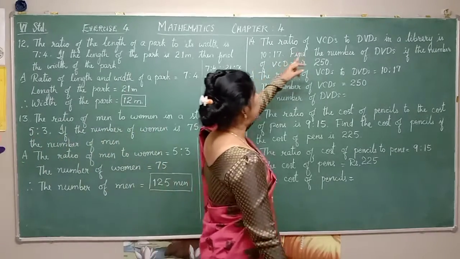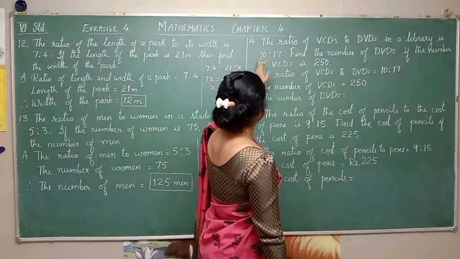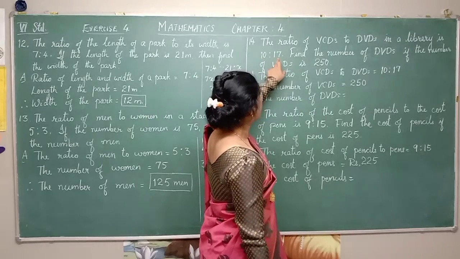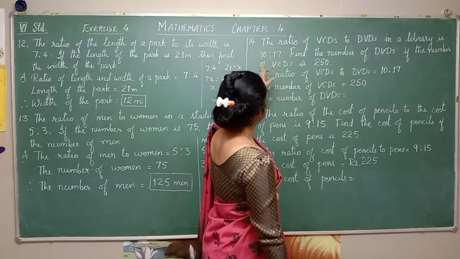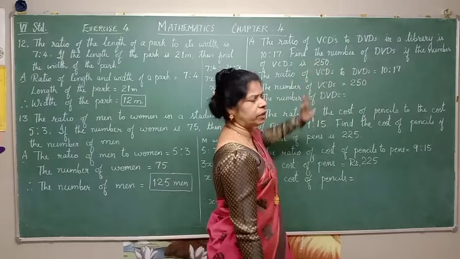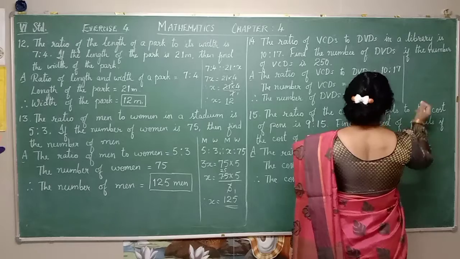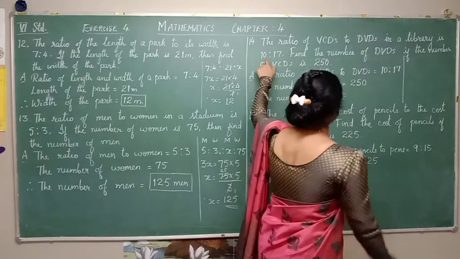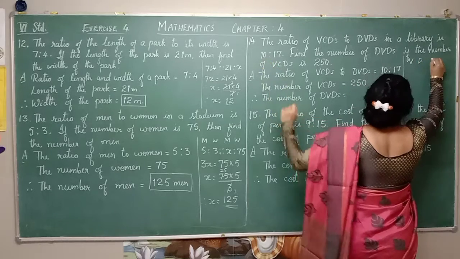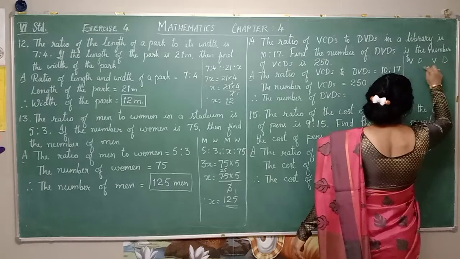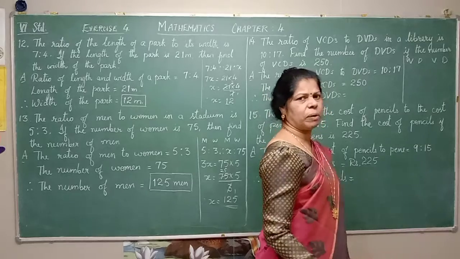The ratio of VCDs to DVDs in a library is 10 is to 17. Find the number of DVDs if the number of VCDs is 250. Okay? So again we will see in the working column. What is given here? VCDs to DVDs. You should write VCD, video. You should never say VD DV. VCD, video only. Then it will become correct.